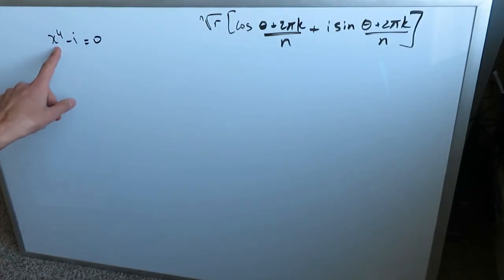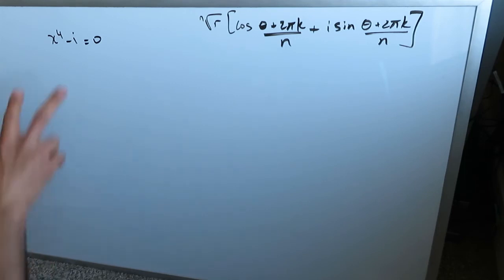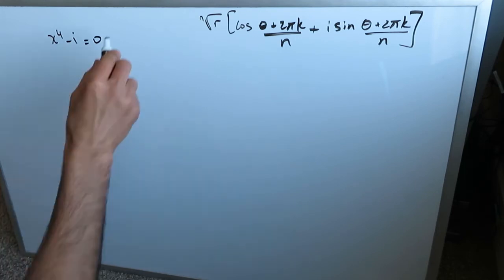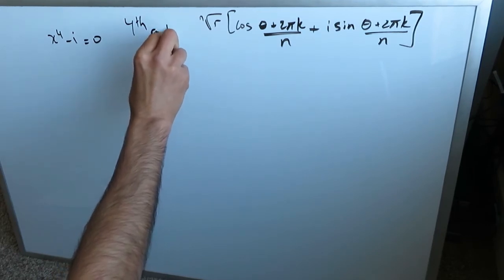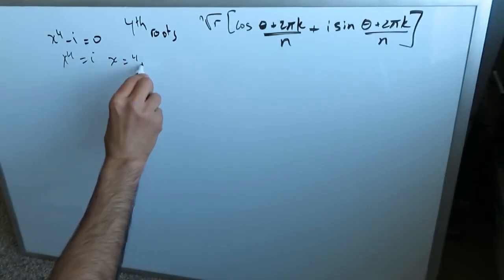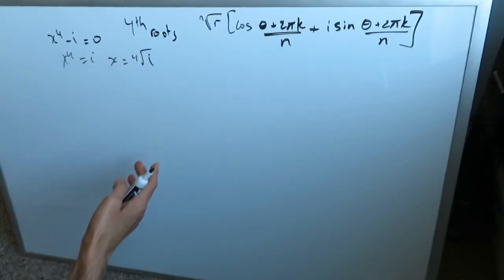Now here's a question, x to the power of 4 minus i equals 0, and your question can always be presented in this form. You have to determine the fourth roots of this complex number, the fourth roots. Okay, and how do you know it's the fourth roots? Because you're basically looking at this exponent to the power of 4. Look, if you solve this out, x to the power of 4 is equal to i, x is equal to the fourth root of i, so you're determining the fourth root of i.